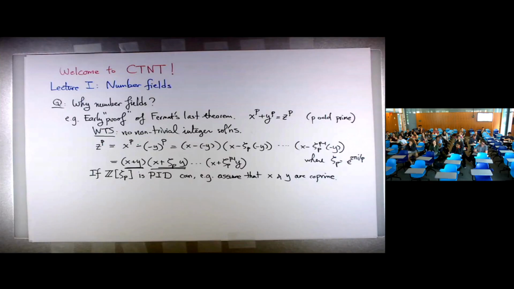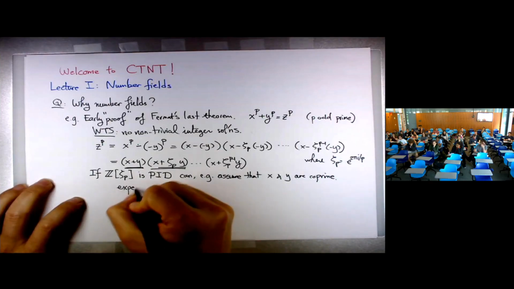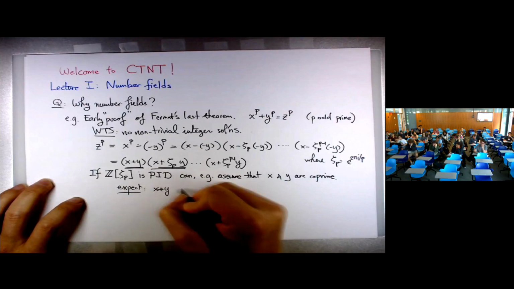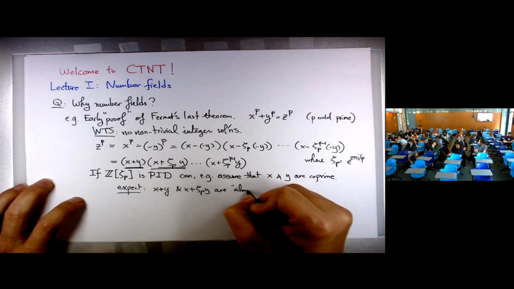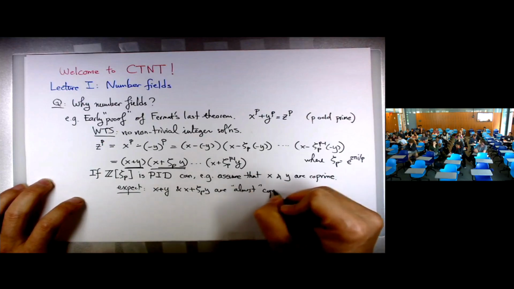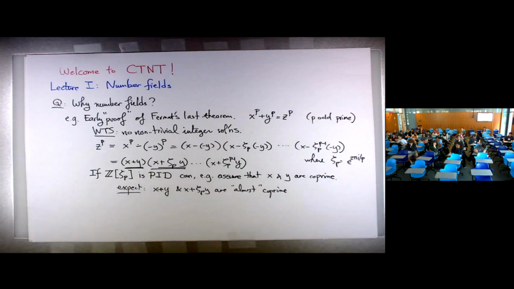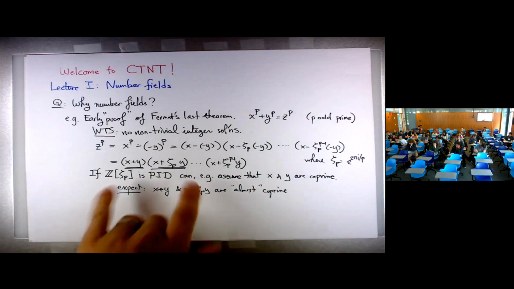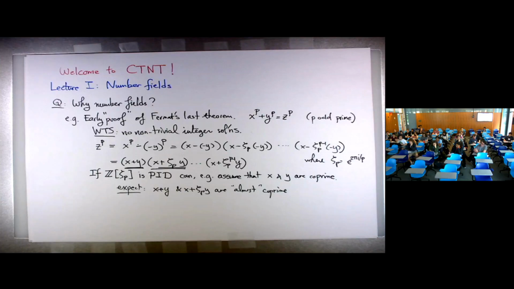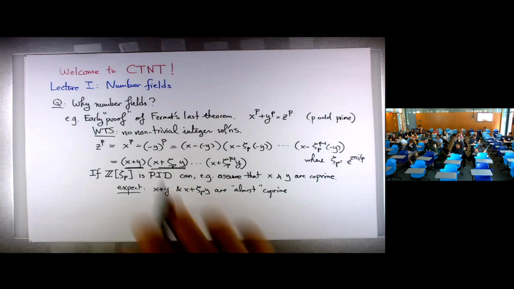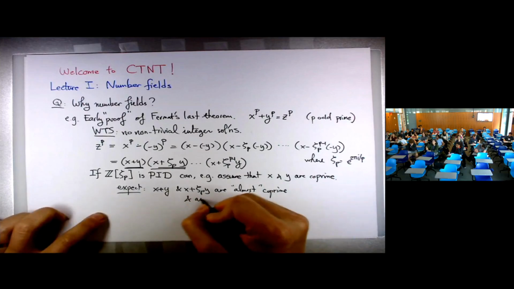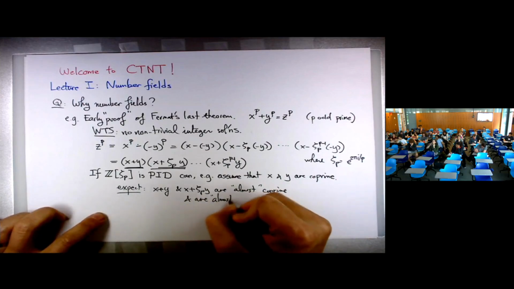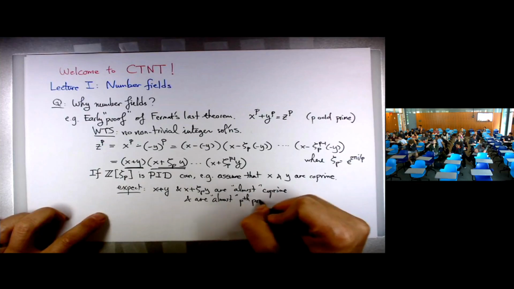Because x and y are co-prime, you'd expect that x plus y and x plus zeta p y are almost co-prime. You can't quite conclude they're co-prime right away, because there might be a small factor of zeta p minus 1. But except for that factor, they're almost co-prime. And therefore you have p factors which are co-prime to each other, and hence each is almost a p-th power.